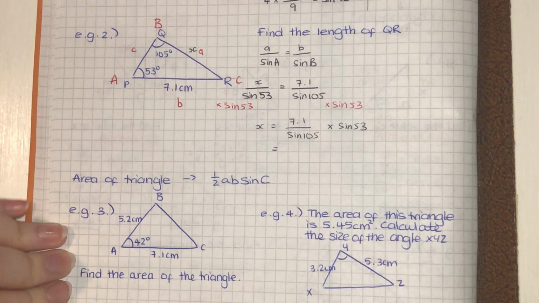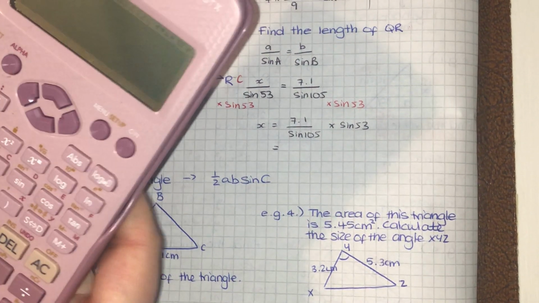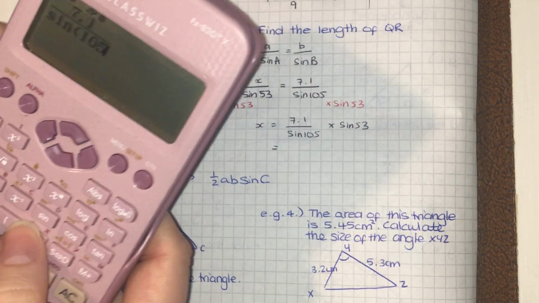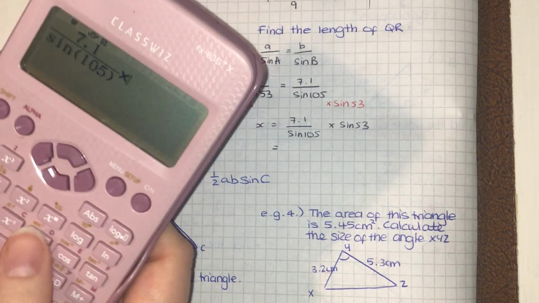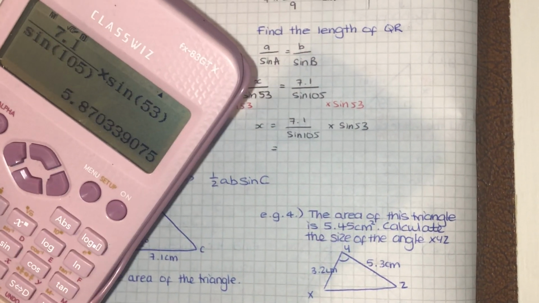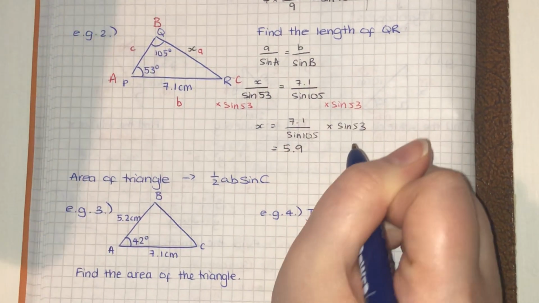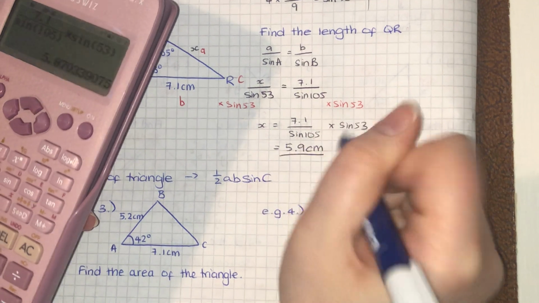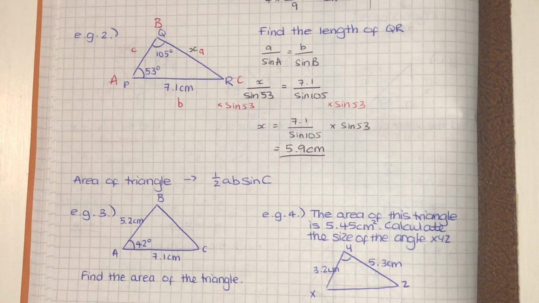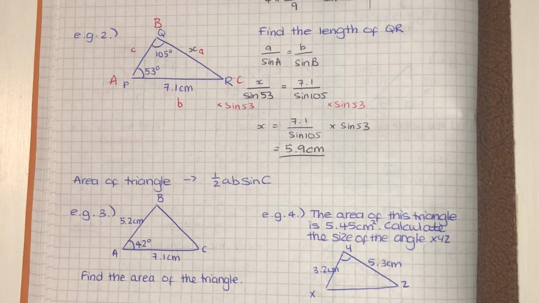and we just type that into a calculator and see what answer we get. Okay, so fraction 7.1 divided by sine of 105 multiplied by sine of 53. Okay, and we get that. So I'm going to just round that to one decimal place. So 5.9, and the units is centimetres. Okay, you don't need to do sine to the -1 or the inverse of sine because you're looking for a length. Okay, you only need to do that if you're looking for an angle.